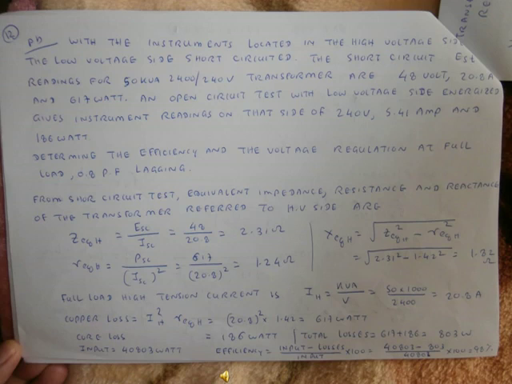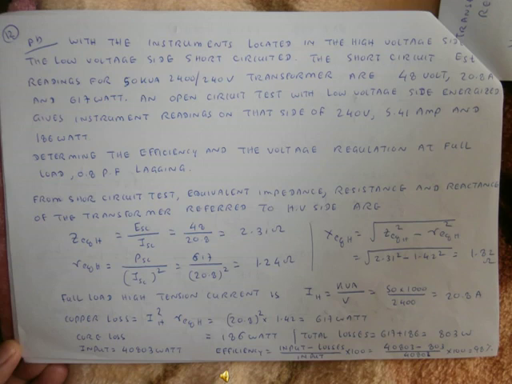Also, the equivalent inductive reactance referred to the high voltage side. X equivalent H is equal to square root of Z equivalent H square minus R equivalent H square. So that will be square root of 2.31 square minus 1.42 square. So you got 1.82 ohm. And the full load high tension current can also be calculated. The full load high tension current IH is equal to kVA divided by volt. So in this case, 50 kVA, 50 multiplying 1000 divided by volts, 2400, you got 25.8 ampere.